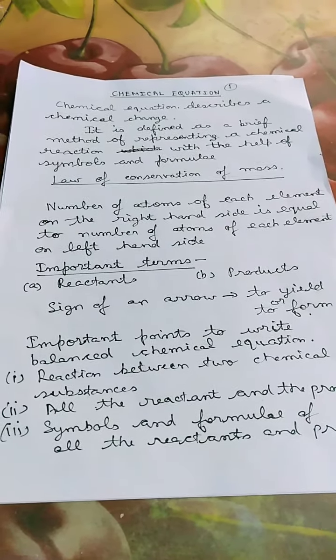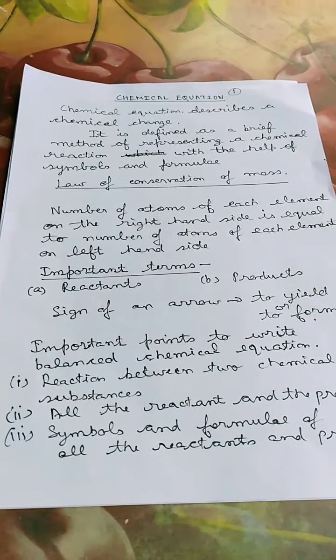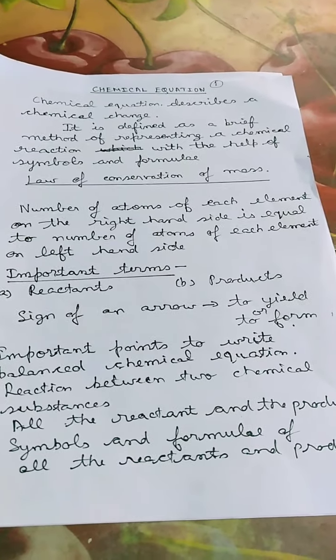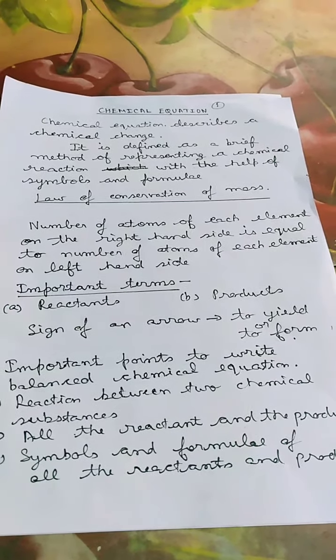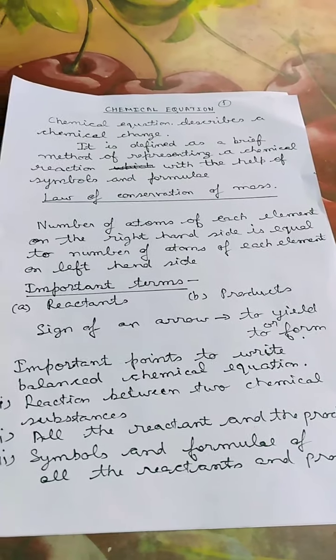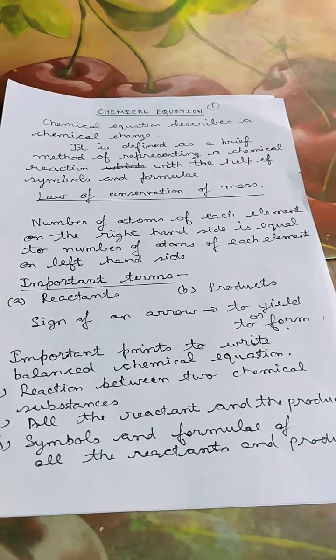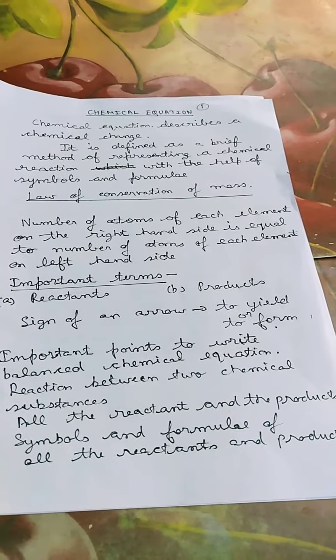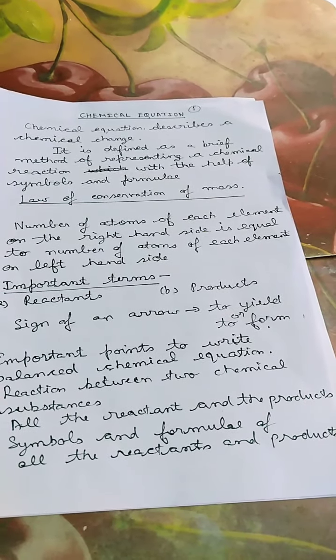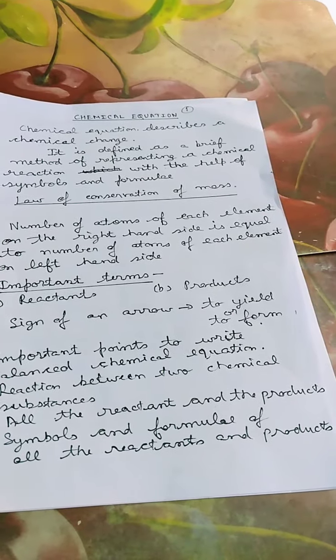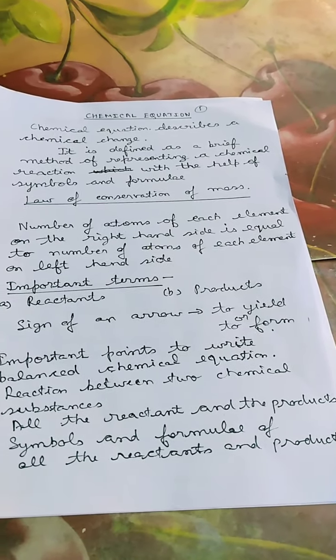Now some important points to write a balanced chemical equation. These are the main points which you should keep in mind while writing a chemical equation. Reaction between two chemical substances, all the reactants and the products, symbols and formulas of all the reactants and products.